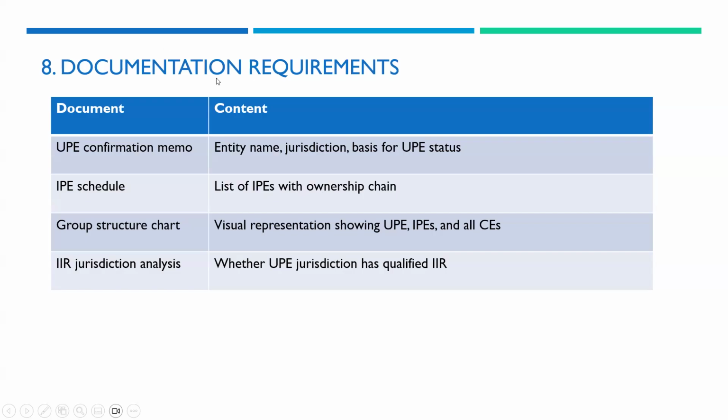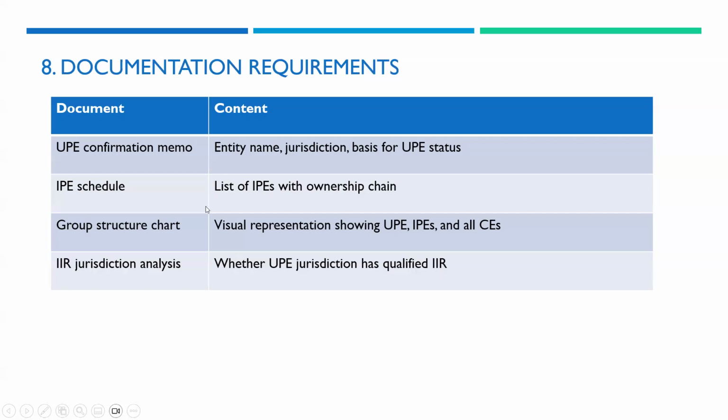And what are the requirements you would have in a practical scenario? You have to have a UPE confirmation memo. You have to look at the group structure, identify the UPE, confirm the UPE, and note it down as a memo, like notes to tax returns that we prepare. A memo is short for memorandum. You have to write the entity name, jurisdiction, and basis for UPE status in that memo.